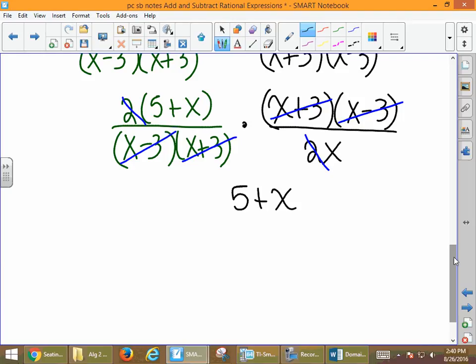5 plus x divided by x. Lastly, don't cancel out the x's. We need to be able to factor to cancel out the x's. And we've done all our factoring and we've done all our canceling already. So we are finished with this problem.